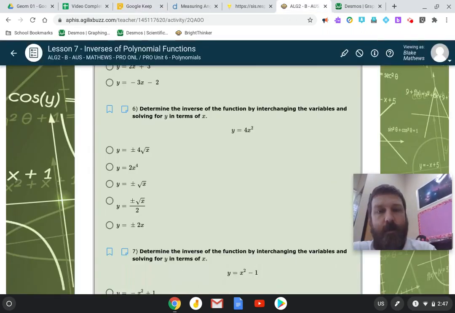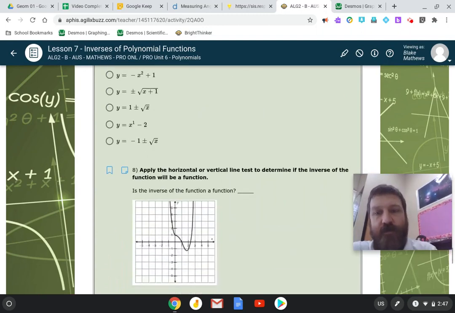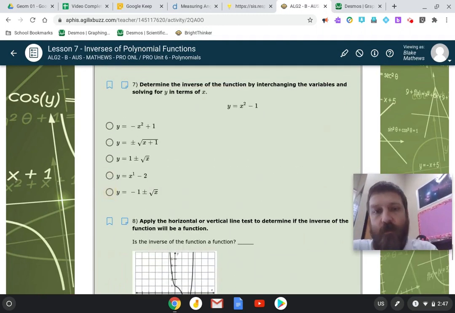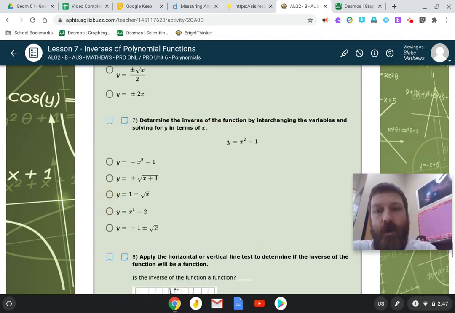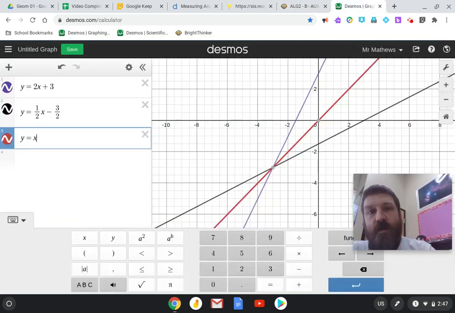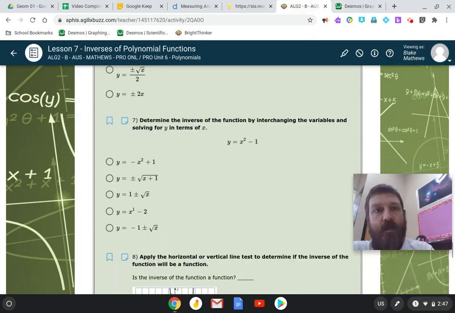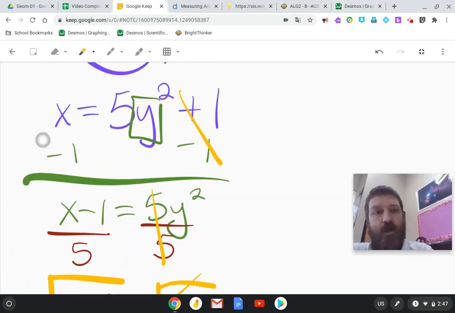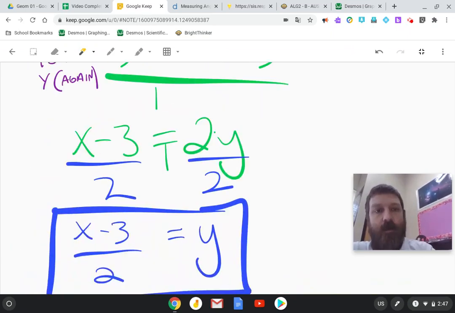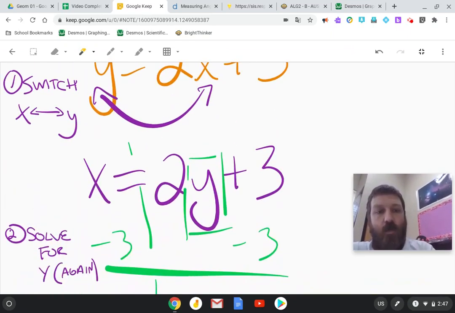That's going to be very similar to what you have in number 6, number 7. So you're going to be dealing with some square roots there. Remember, you can always graph the two along with the line y equals x to confirm that you got the correct answer. But again, the basic steps are switch the x and the y, and then solve for y again.